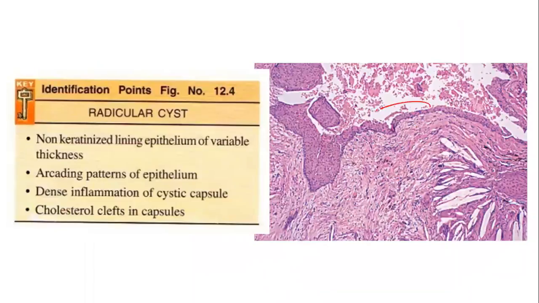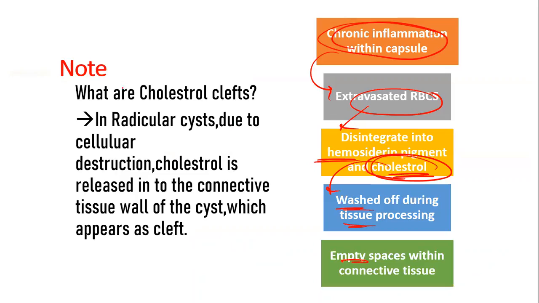In the histopathological section, you have the lining epithelium. This is your connective tissue capsule, and the connective tissue capsule shows you intense inflammation and also cholesterol clefts. And the lining epithelium is, as you can see, non-keratinized.